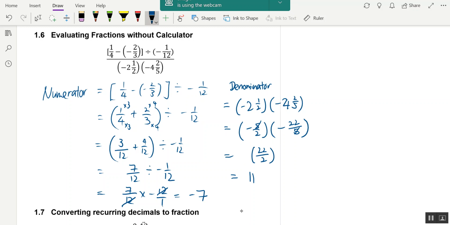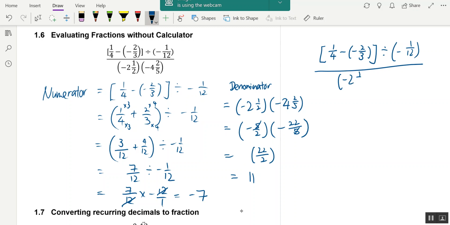Alright, now it's okay to have your working here like that. Then you say that, okay, this is your question, divided by negative 1 over 12, over the denominator is equal to, put in the numerator, negative 7 over 11. And all your working has already been done here and here without the use of a calculator.